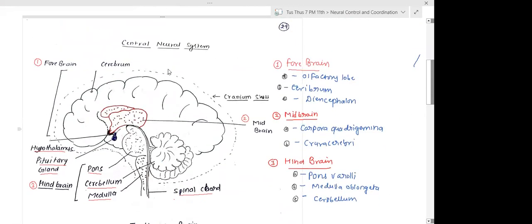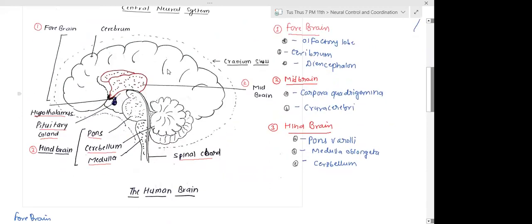Now this is the diagram which has been made by me, and you must use this diagram only, right? Look, the brain is divided into three parts. We just discussed: forebrain, midbrain, and hindbrain. The forebrain is further divided into three parts: olfactory lobe, cerebrum, and diencephalon. The midbrain is further divided into two parts: corpora quadrigemina and crura cerebri. The hindbrain, I have already told you: pons varolii, medulla oblongata, and cerebellum. It has been divided into three parts.